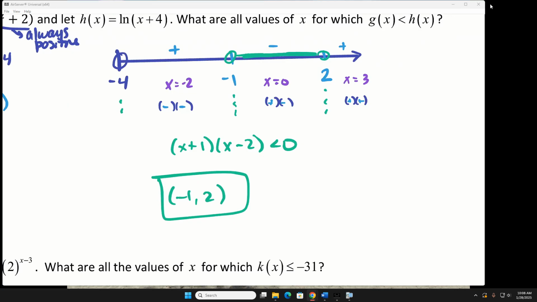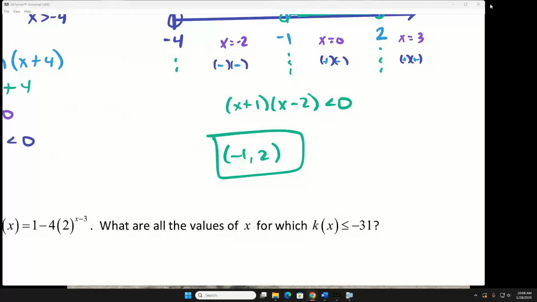All right, what questions do you guys have on the test regions? Hopefully it feels a little easier than last time you learned it. Okay, one more. This one, we don't have to do a number line to figure it out. We just basically set it up and solve.